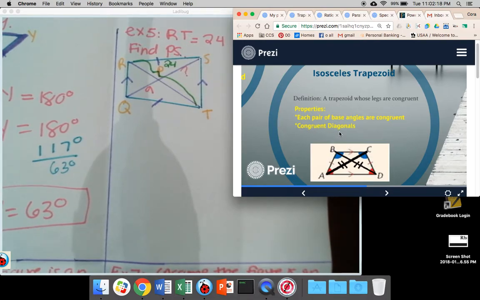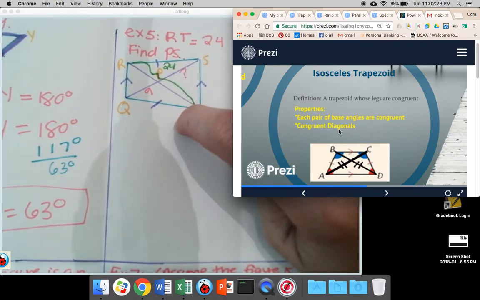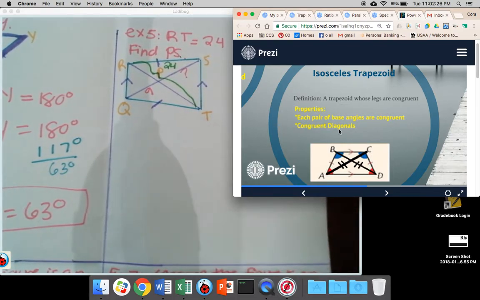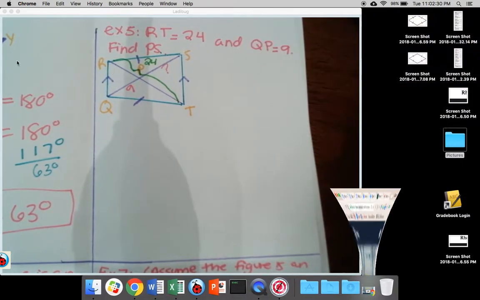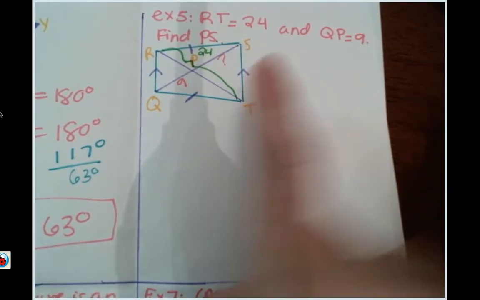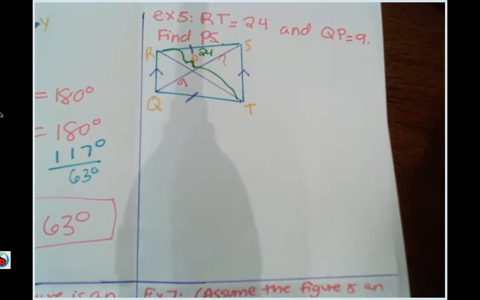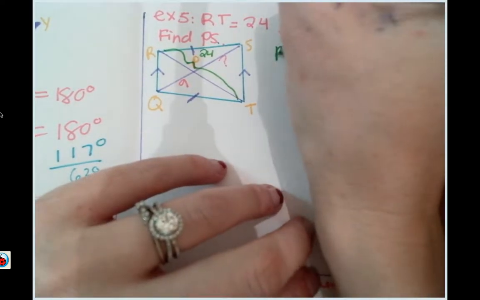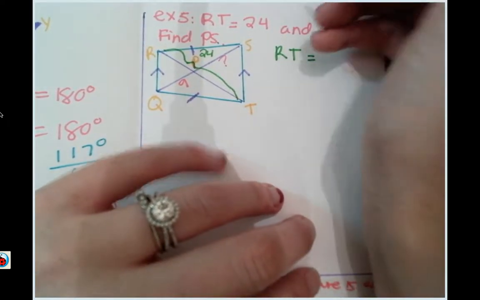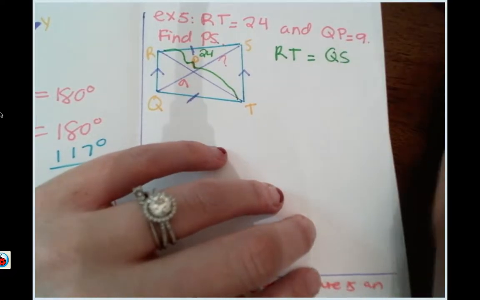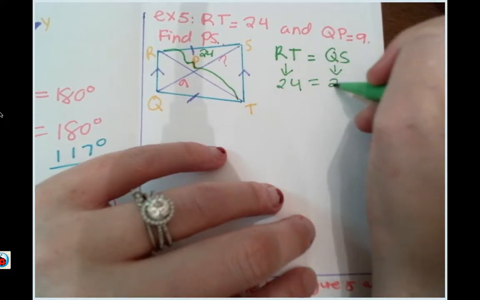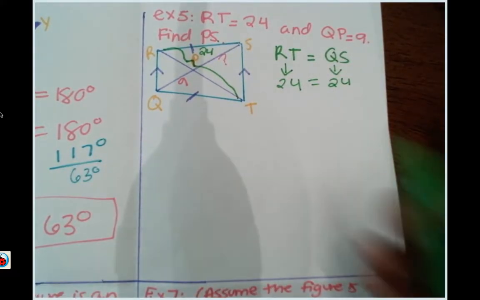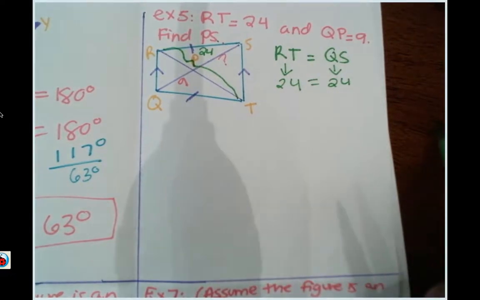Look here, you guys. The diagonals are congruent when we have an isosceles trapezoid, which I know this is an isosceles trapezoid because 2 of my legs are congruent. So the diagonals are congruent. Okay, so what that means in my current example is my diagonals are RT and QS. So I know that the measure of RT equals the length of QS. So that means if RT is 24, then QS is also going to be 24. Okay, and that will help us to eventually find our PS.